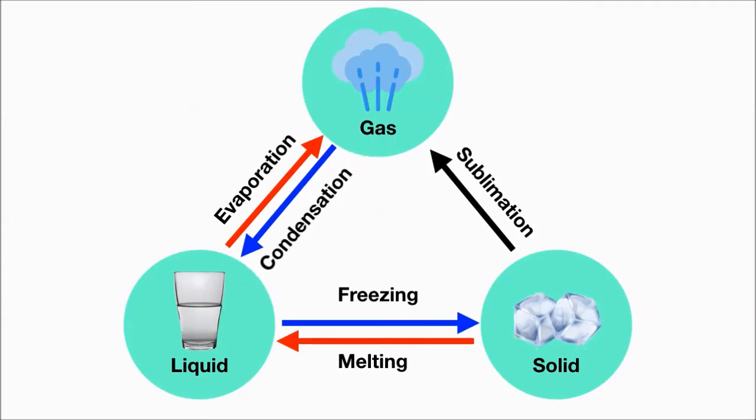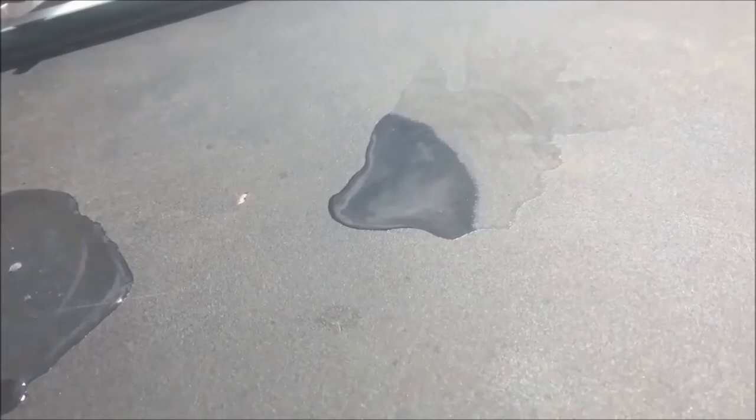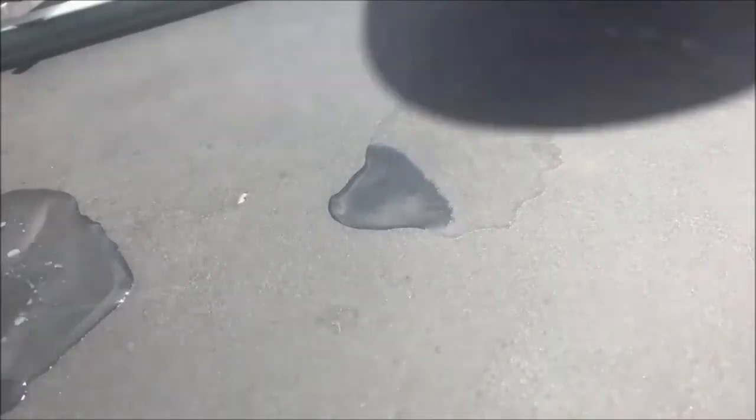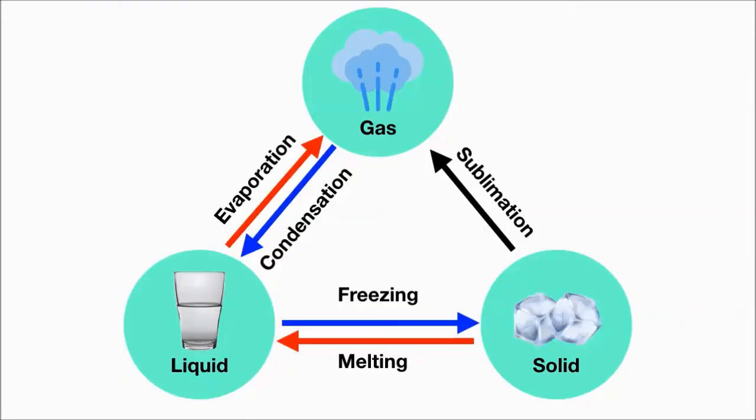Here's another example. If you pour water on a dark surface on a hot day, you can watch it seem to disappear really quickly. That's because the liquid water is turning into water gas or vapor and vanishing into the air. What is it called when a liquid turns into a gas? Well, you can see that we call that evaporation.